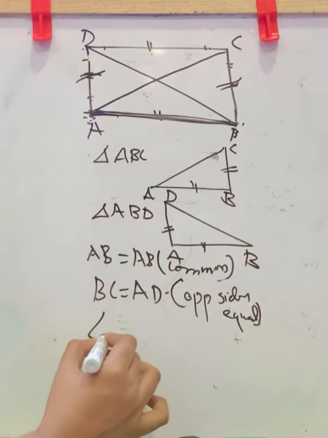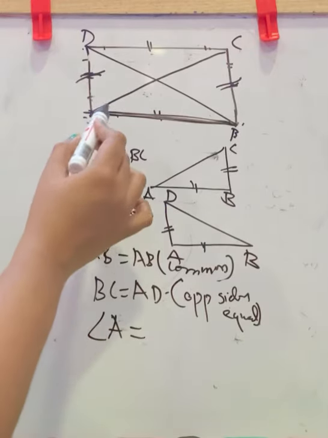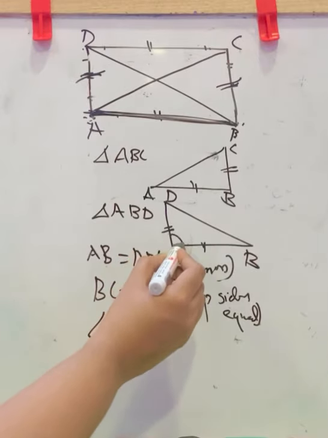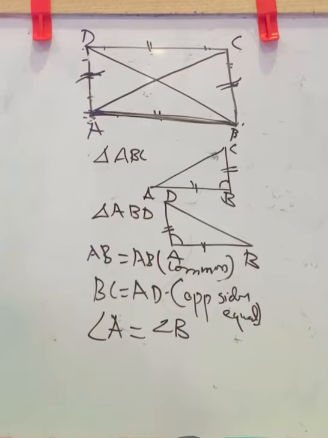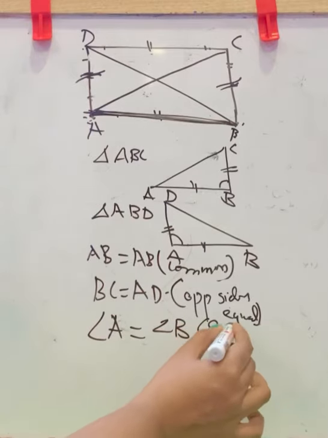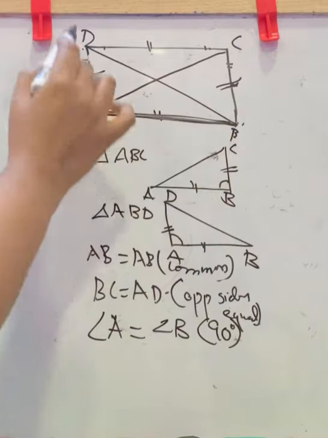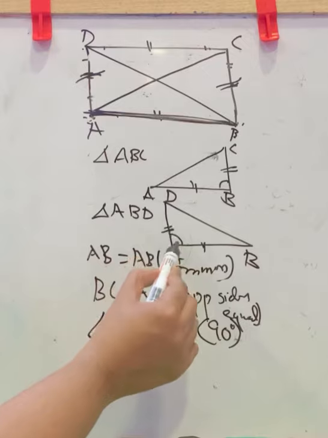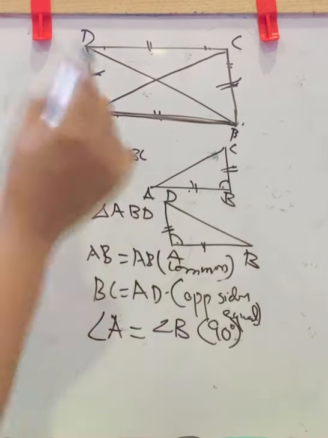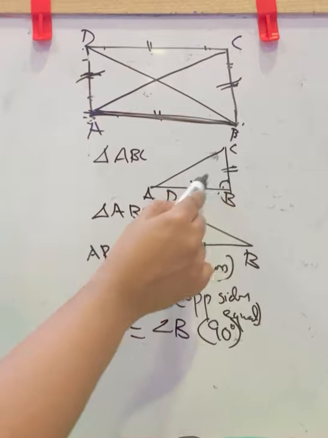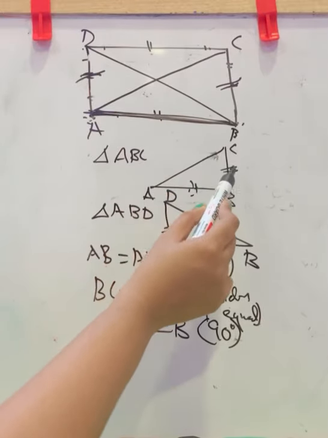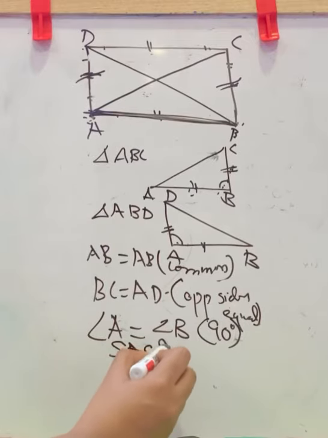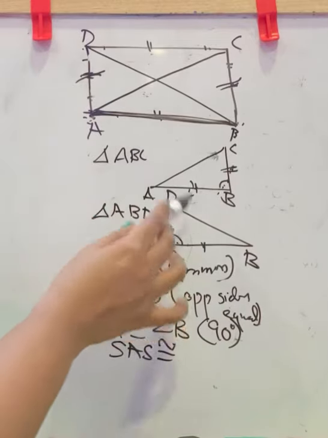Angle A equal to angle B. This angle and this angle are equal. The reason is all are 90 degrees. In a rectangle we know all the angles are 90 degrees. So what is the congruency here? Side, angle, side. Angle lies between the two equal sides, right? That is why side, angle, side. SAS congruency. These two triangles are congruent.